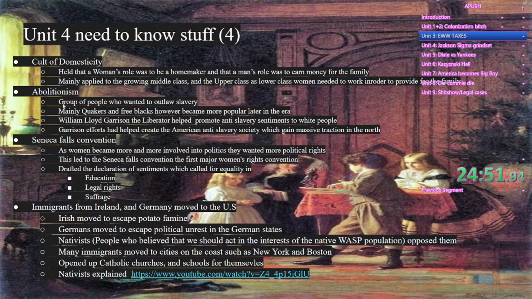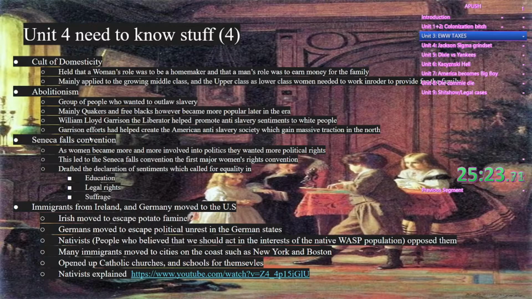Abolitionism was a group of people who wanted to outlaw and abolish slavery for moral reasons. It was popularized by people like William Lloyd Garrison and abolition newspapers like the Liberator, which helped promote anti-slavery sentiments to white people in the North. Garrison's efforts helped create the Anti-Slavery Society, which gained massive traction in the North.